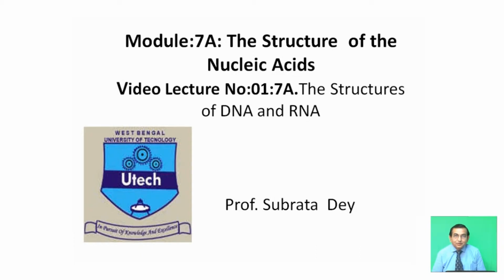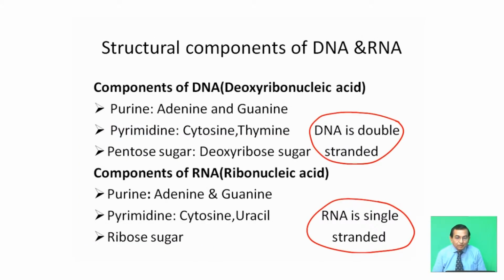In this module, I will discuss the structures of DNA and RNA. The structural components of DNA and RNA are as follows. The components of DNA, that is deoxyribonucleic acid, are purine, that is adenine and guanine, and pyrimidine, which consists of cytosine and thymine, and the pentose sugar. In case of DNA, it is deoxyribose sugar.